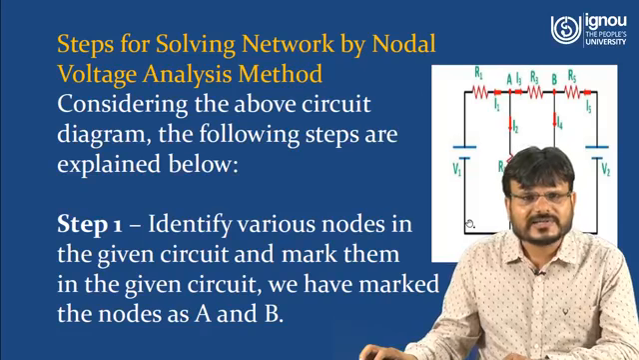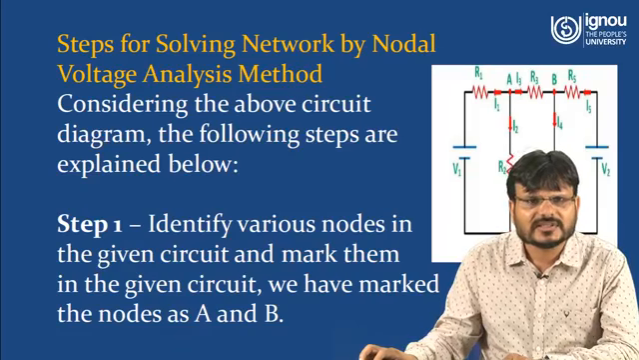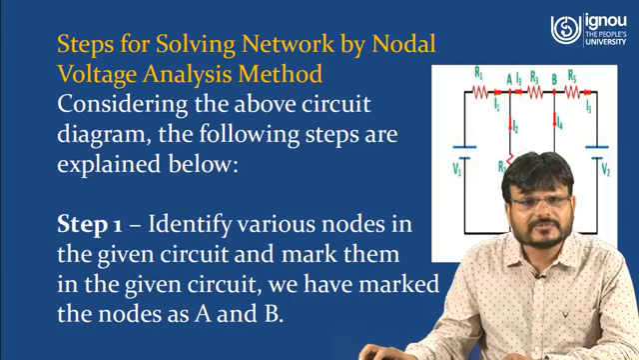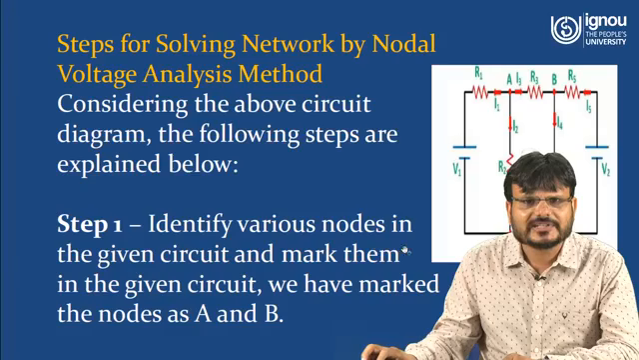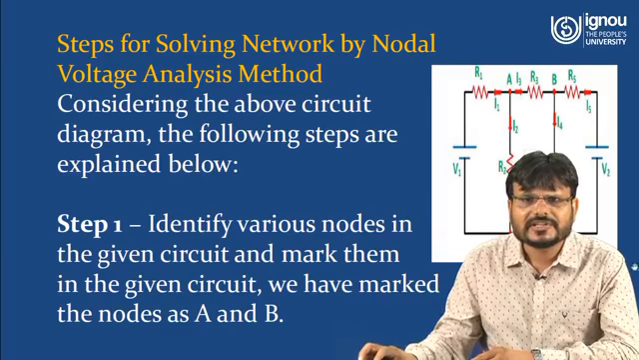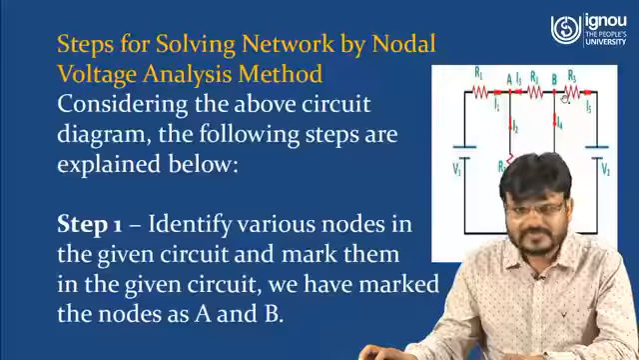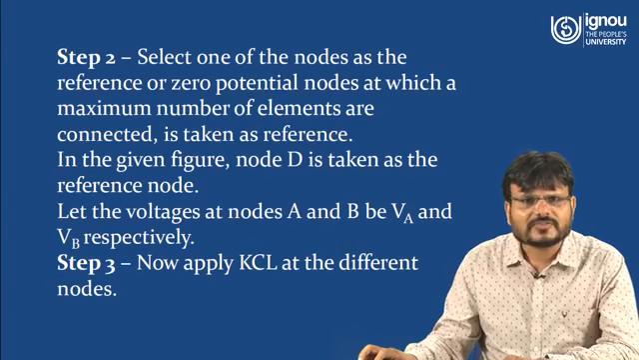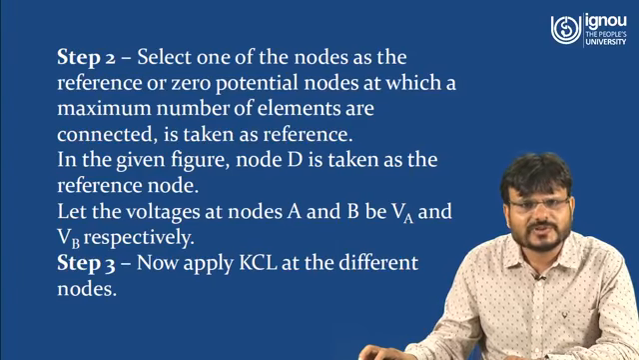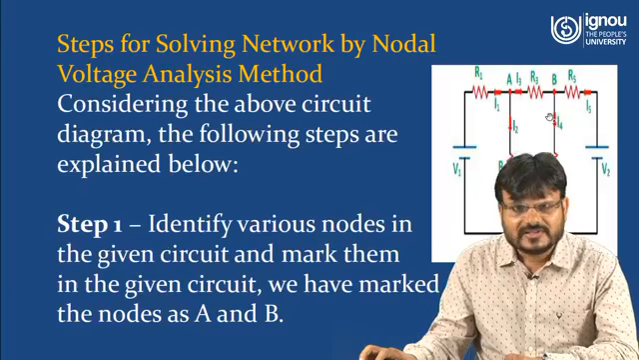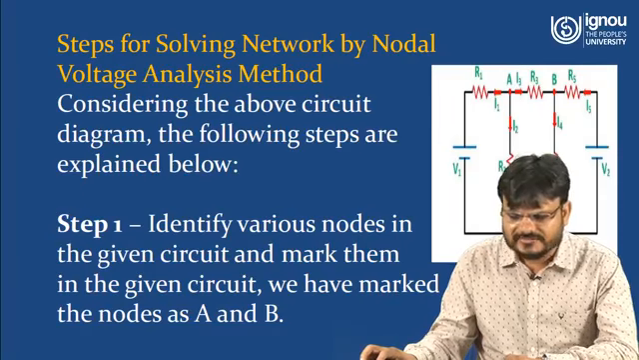So there are different steps to solving the network by the nodal voltage analysis method. Considering the above circuit diagram, the following steps are explained. First step is to identify the various nodes in the given circuit and mark them in the given circuit. So we have marked in this particular circuit these two nodes as A and B. Step 2 is to select one of the nodes as the reference or zero potential node. The node at which the maximum number of elements are connected is taken as the reference node. In this given figure, node D is taken as the reference node.